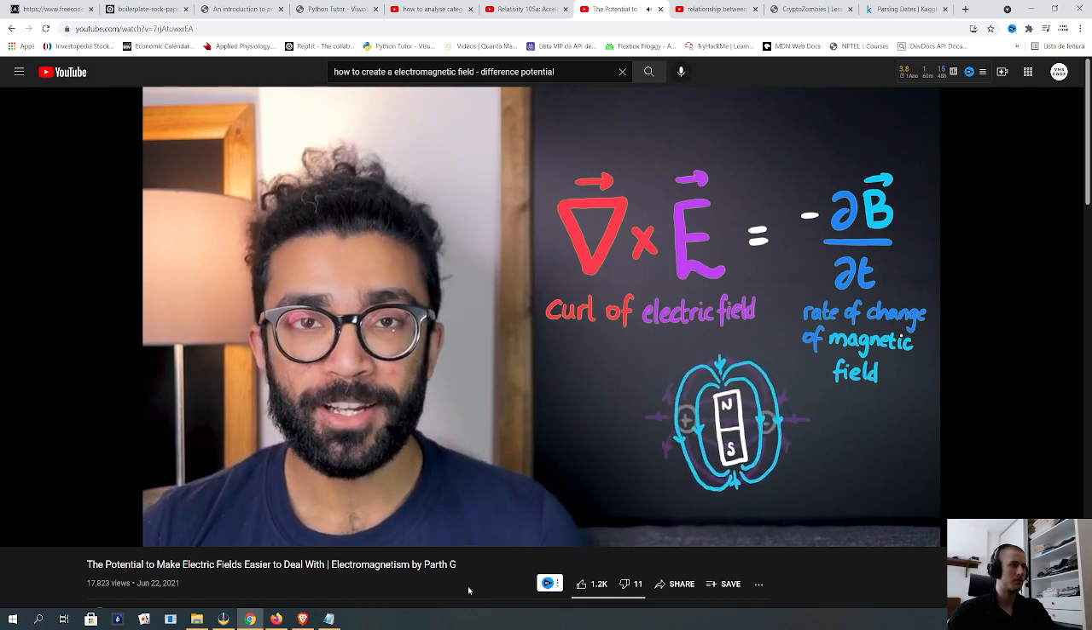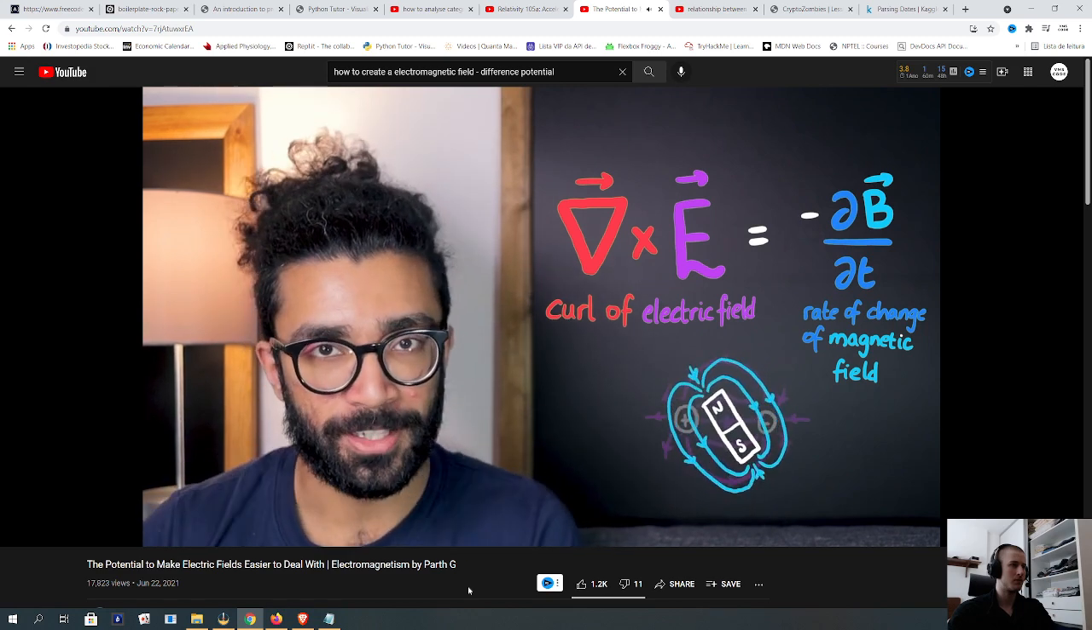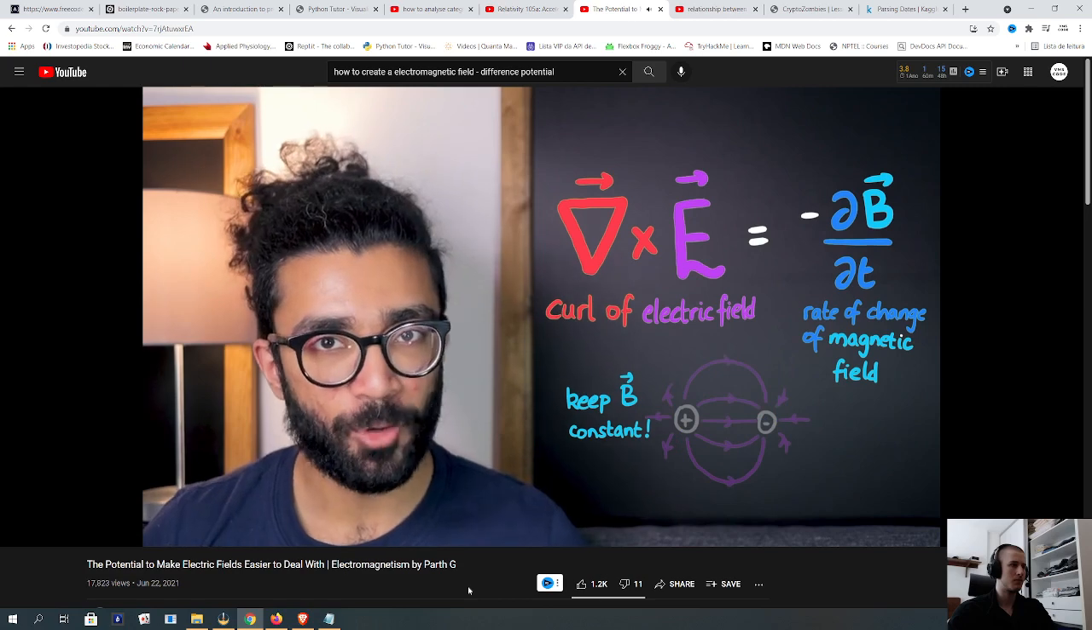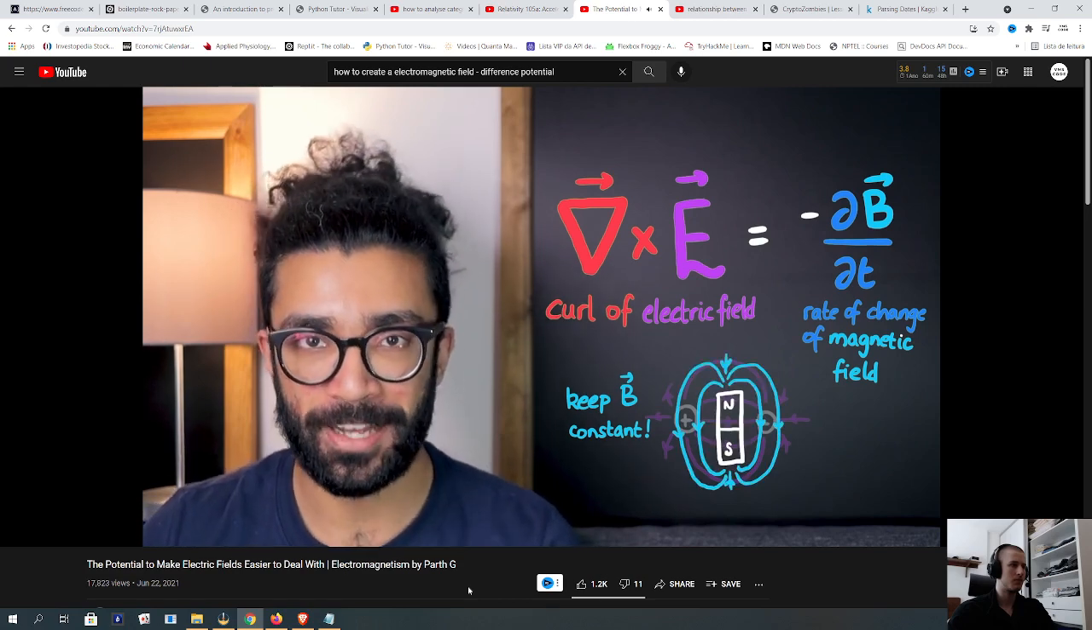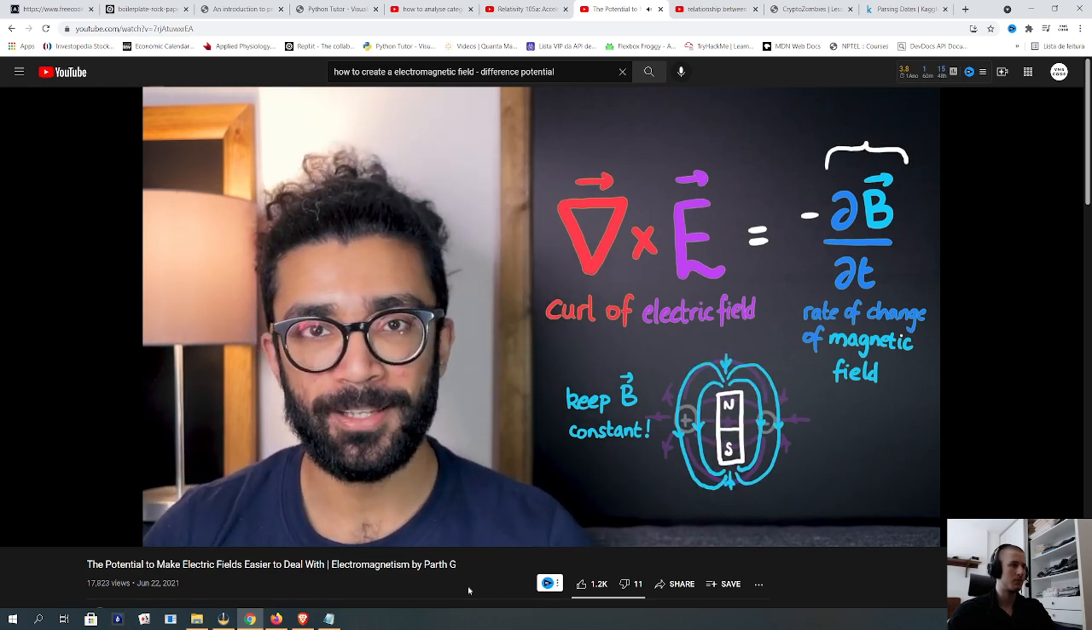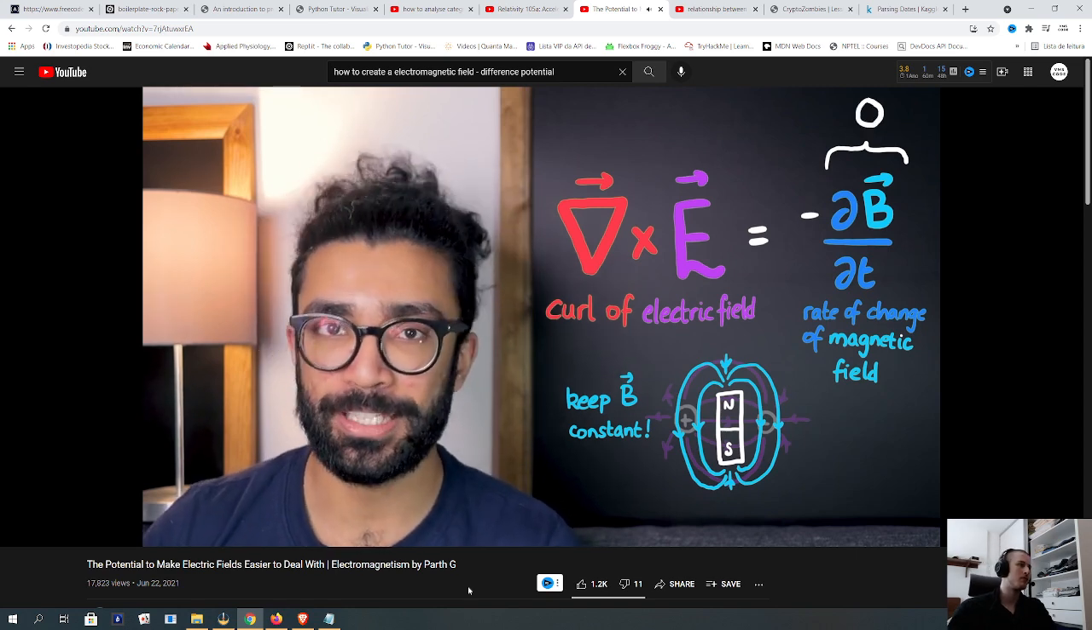Now, to keep things simple, we're going to assume that the magnetic field in the region of space that we want to study is constant. In other words, it might not even exist, or if a magnetic field does exist, it's not changing over time. What this tells us is that this term, dB by dt, must be equal to 0, since the magnetic field is not changing, so the rate of change is 0.